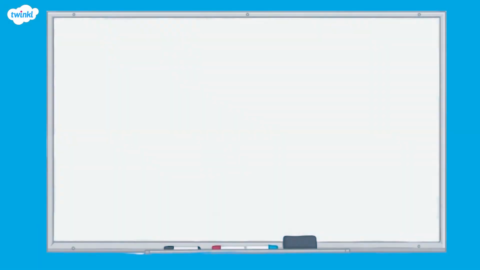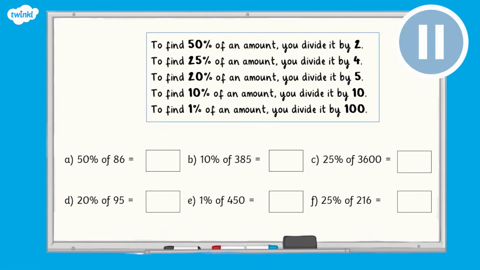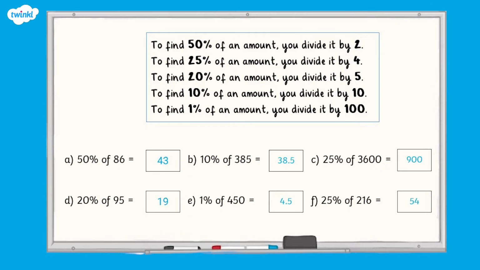Now it's over to you. Pause and calculate the percentages of the amounts. Unpause when you're ready to check your answers. Here are the answers. How did you get on?